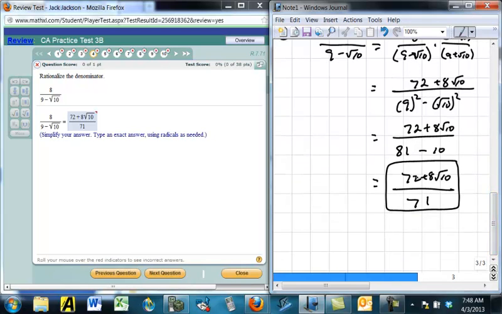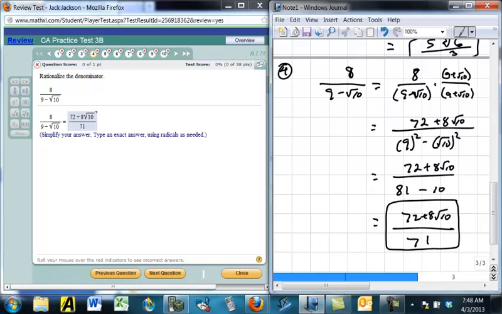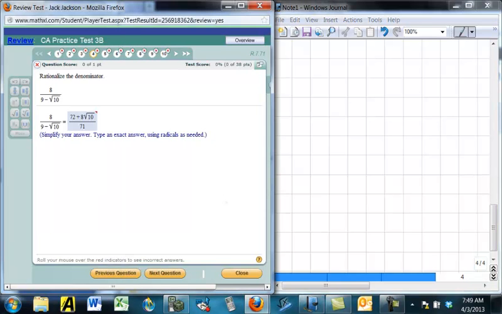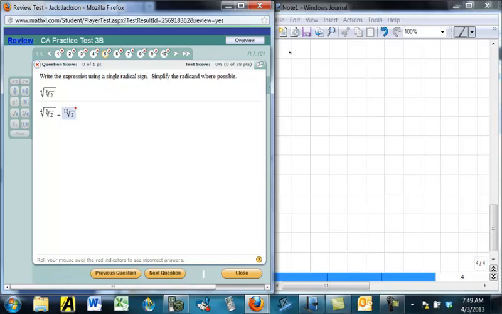And again, I could double check that at least this was equal to that one by typing both in the calculator. Why not? Let's check that. 8 divided by parentheses 9 minus square root 10. There's a decimal approximation for that. The other one, parentheses around the numerator, 72 plus 8 square root 10, close, divided by 71. Same decimal, so at least those are equal to each other and hopefully in the right form. Next, number 5.